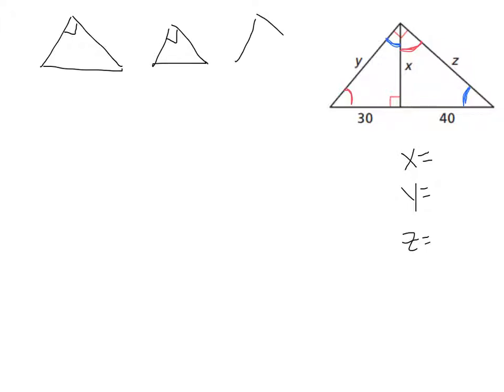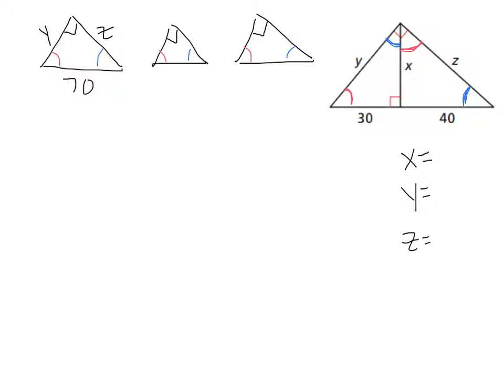Doesn't really matter what size you're drawing them as long as you're labeling them correctly. I'm going to put my blue angle down here, the right angle on the left. So now let's go ahead and label. The first one is the big one for me, so I'm going to label it as y, z, and 70, because 30 plus 40 is 70.